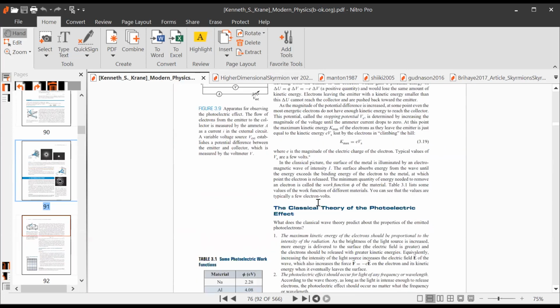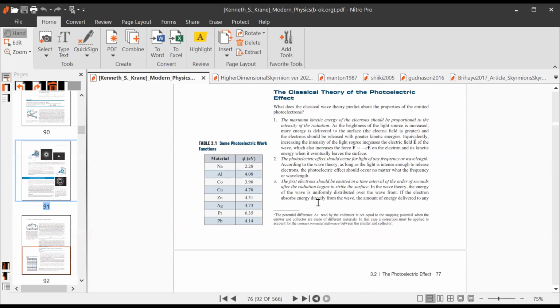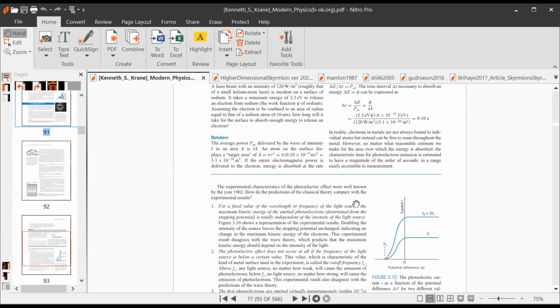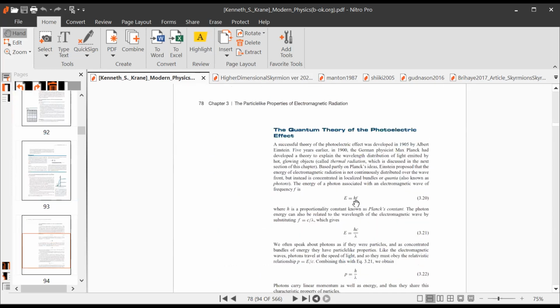Is there any question? Okay, so this is what we call the work function, for example for sodium, aluminium, cobalt, copper, zinc, silver, Pt platinum, and Pb lead. This is in electron volts.